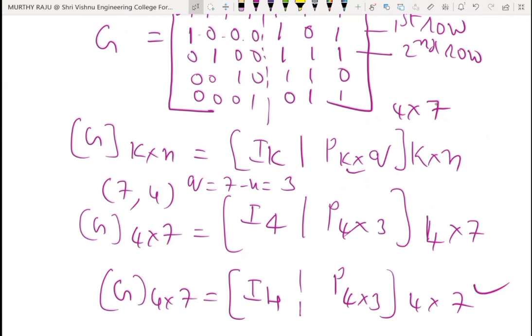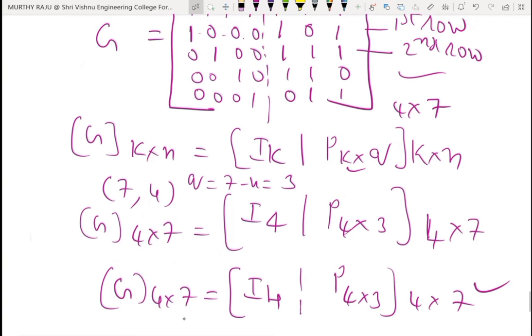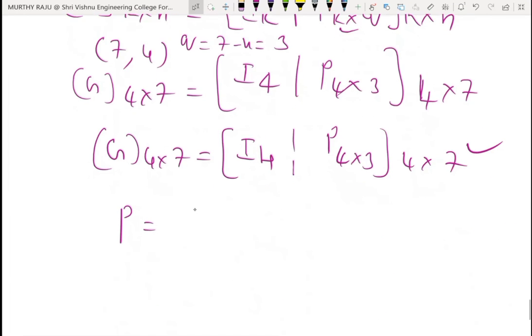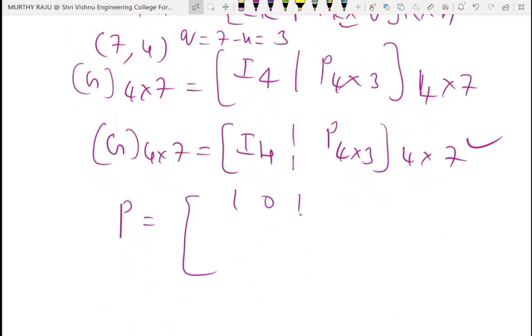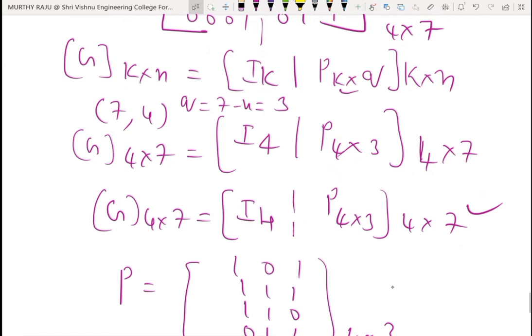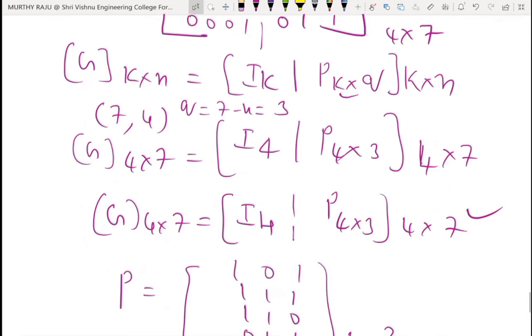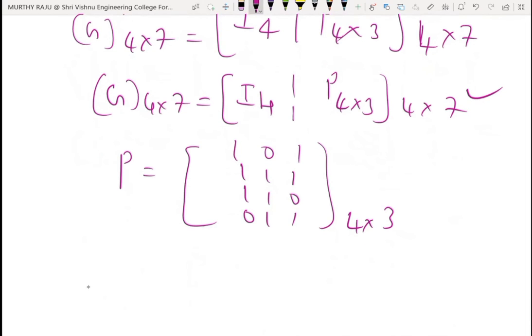Compare this one and this one. The P matrix is 101, 111, 110, 011. This is the P matrix, with 4 rows and 3 columns. Next, the generator matrix design is completed.